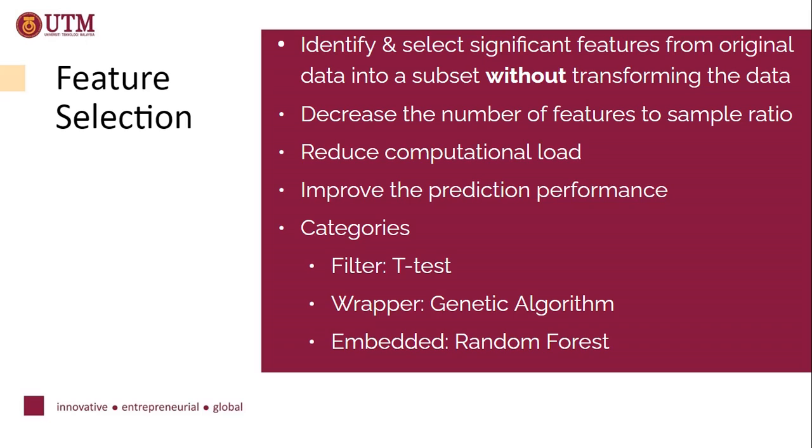On the other hand, feature selection identifies and selects significant features from original data into a subset without transforming the data. Feature selection will decrease the number of features to sample ratio, and it also reduces computational load. Thus, it will improve the prediction performance. There are three categories in feature selection.